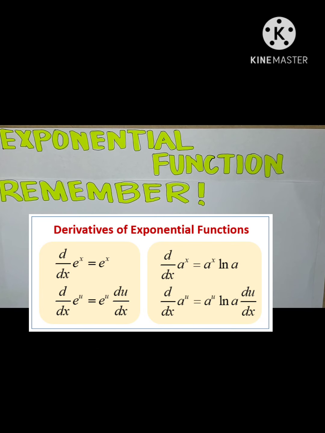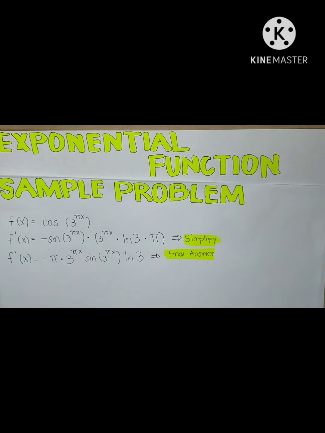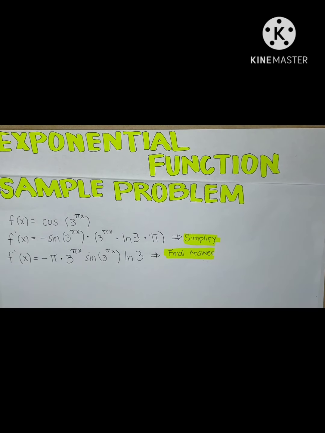The next function is the exponential function. We have these formulas to solve and get the derivative of an exponential function, and you need to memorize or just familiarize yourself with them. So now let us proceed to the sample problem. We have f(x) = cosine of 3 raised to the power of pi x. On this problem, we are going to use the chain rule.